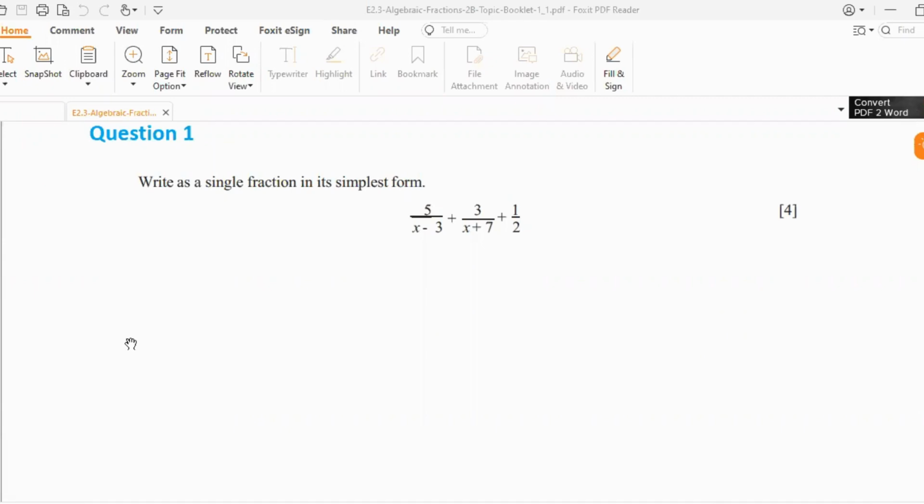If you remember the concepts from the previous video, we touched on some basic level. Even though the entire concept is going to be the same, the question might look slightly different. So if you look at the first question, it says, write as a single fraction in the simplest form. As we've done previously, we're going to make the denominators equal for all three fractions.